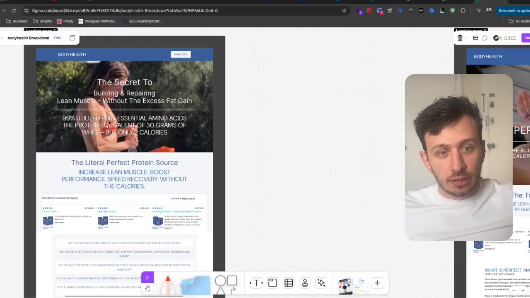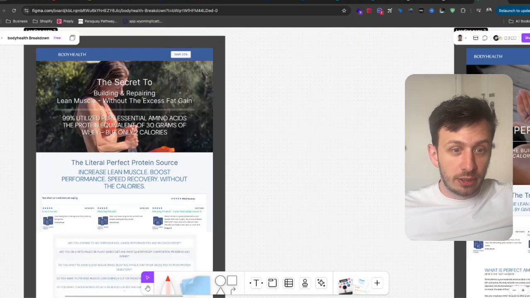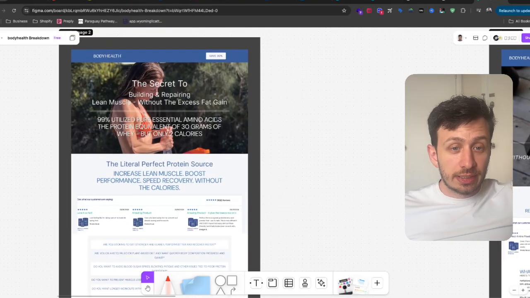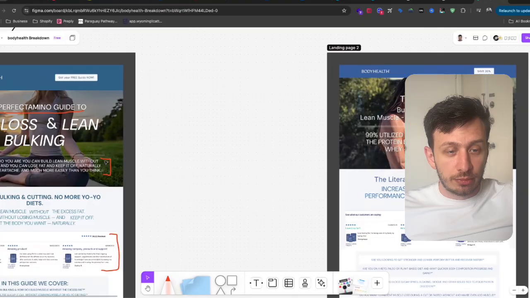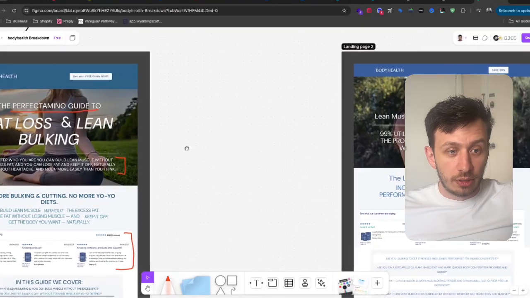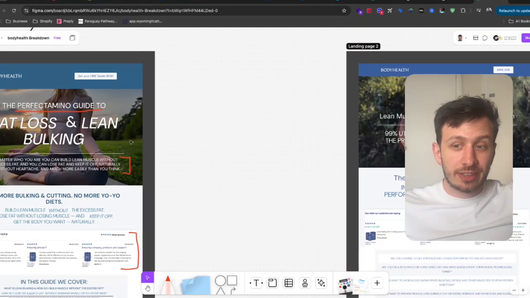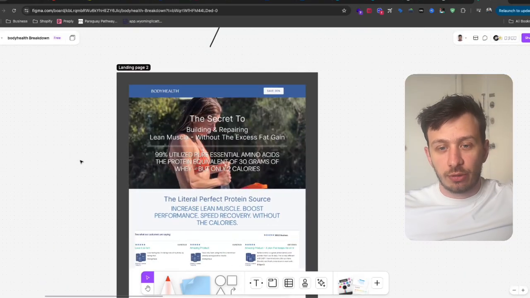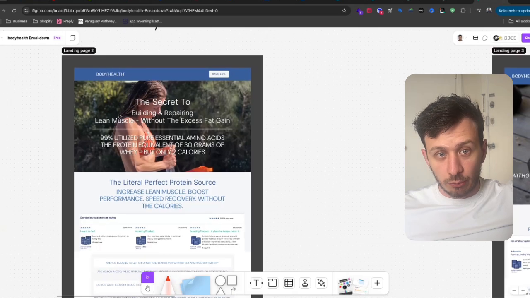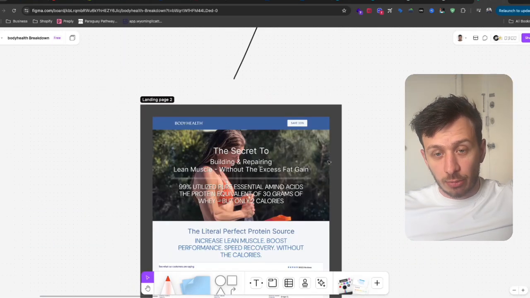99% utilized per essential amino acid. The protein equals 30 grams of whey, but only 2 calories. You can see that it's completely different from the other title here. Here we were just stating the actual state of the person. Now we're stating what the product does for the person. It's completely different. One is more about connecting, one is more about introducing the product.